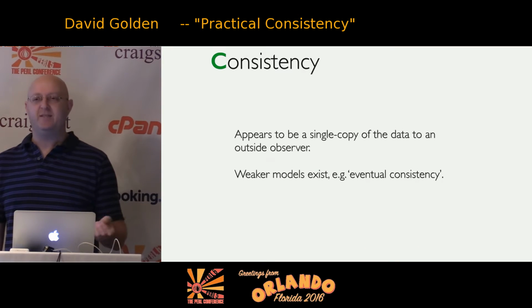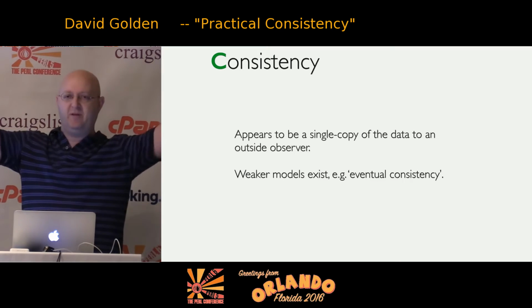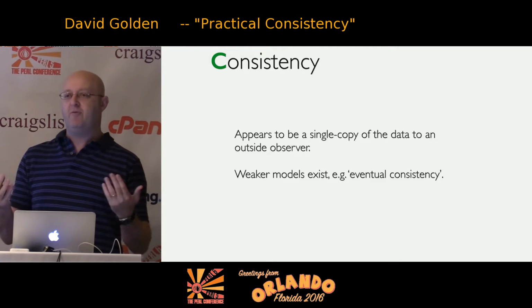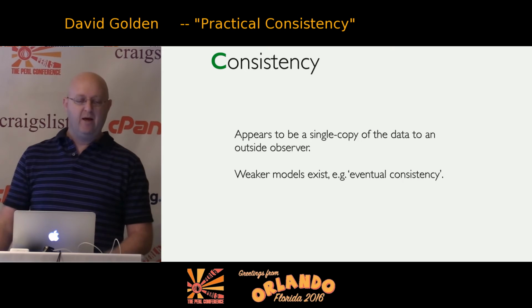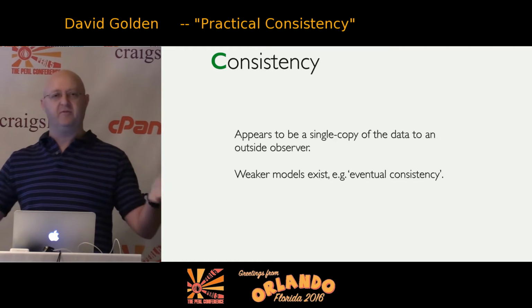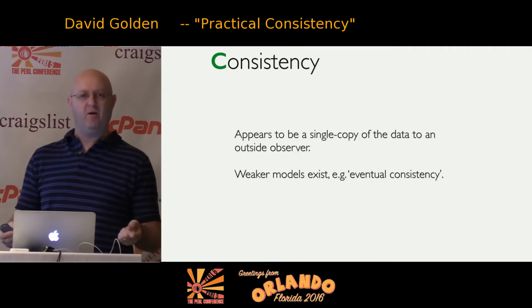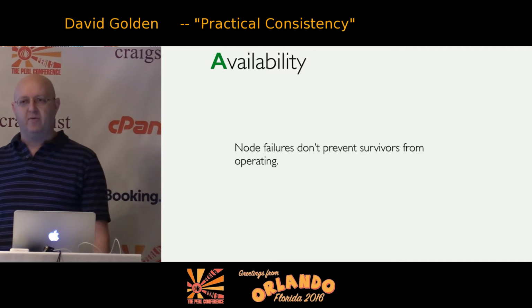Consistency is the idea that there appears to be a single copy of the data from an outside observer. Even if we have multiple copies of the data spread around, from the client's perspective, looking into the distributed system, it only ever appears that there's one copy of the data, and any modifications appear to happen atomically. There are some weaker models. People might have heard of eventual consistency, and there's strict consistency, and as you get into the literature, there are all different variations of consistency. It's one of the things I find problematic, because it's hard to figure out what all this actually means in practice. The other factor is availability.